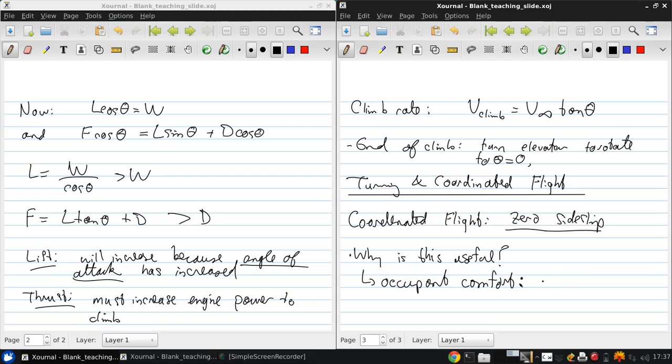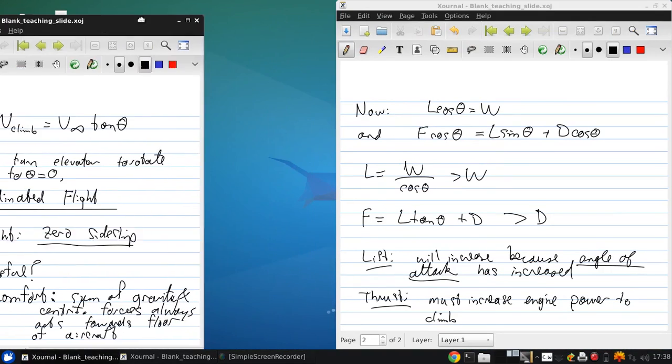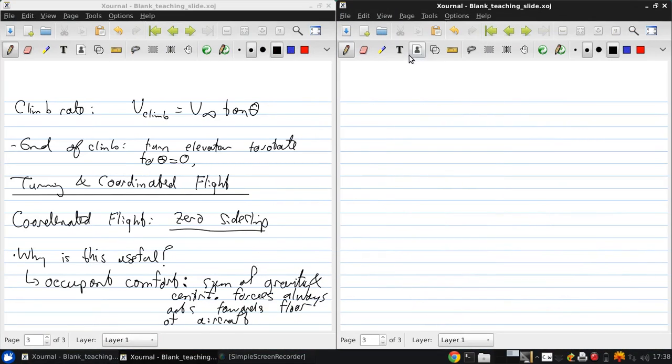Basically, in coordinated flight, the sum of the gravitational and centrifugal forces always acts towards the floor of the aircraft. So there's no apparent change in the direction of the force that the occupants feel during the turn.